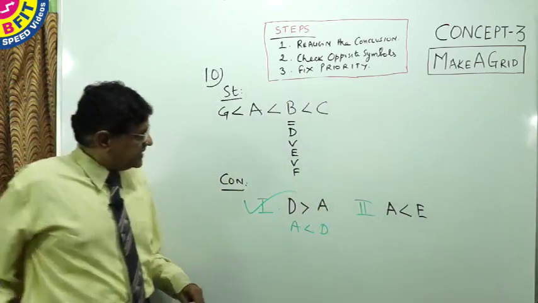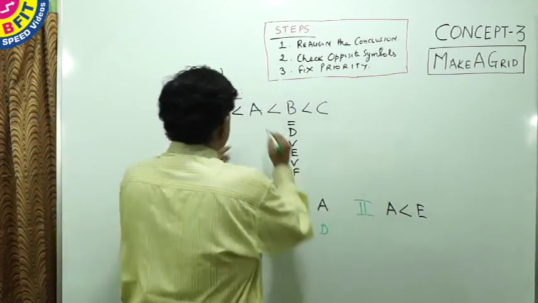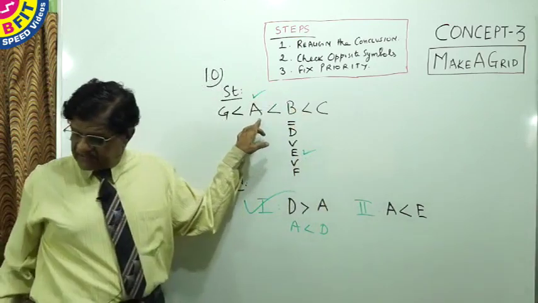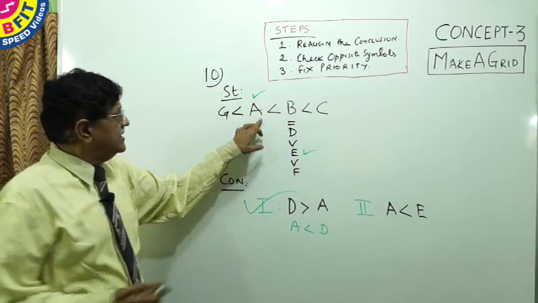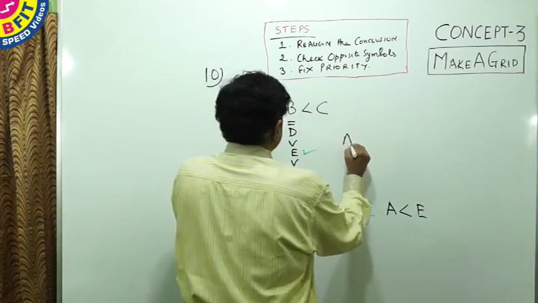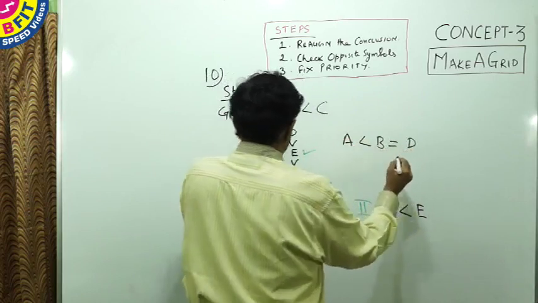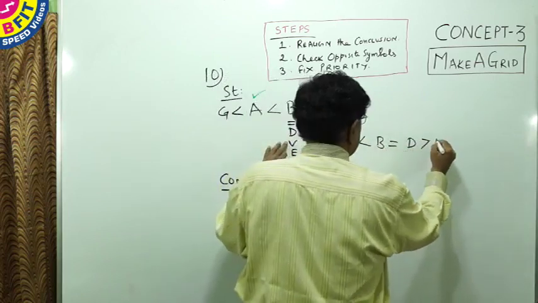What are the elements for the second conclusion? A and E. A is here, E is here. Let us write a single statement covering A and E. A is less than B is equal to D is greater than E.